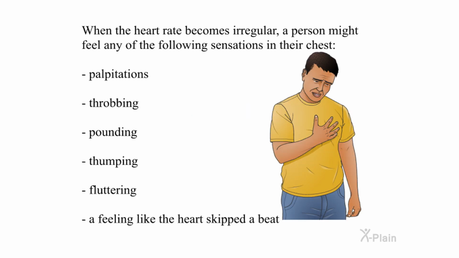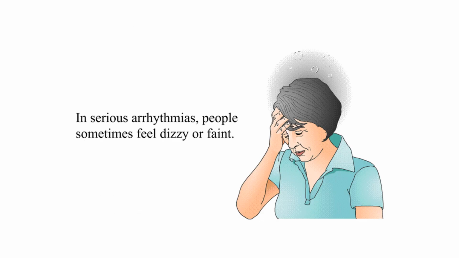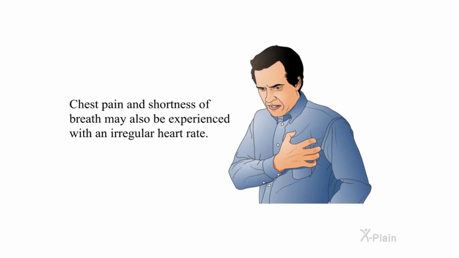Symptoms. When the heart rate becomes irregular, a person might feel any of the following sensations in their chest: palpitations, throbbing, pounding, thumping, fluttering, a feeling like the heart skipped a beat. In serious arrhythmias, people sometimes feel dizzy or faint. Chest pain and shortness of breath may also be experienced with an irregular heart rate.